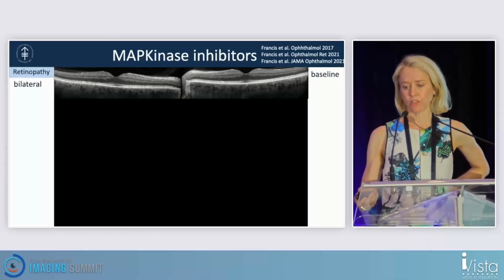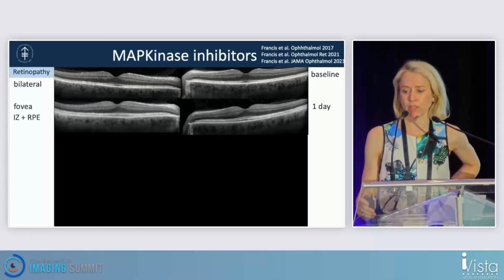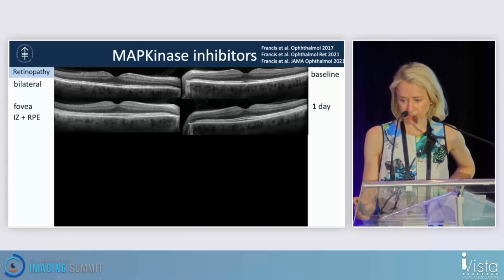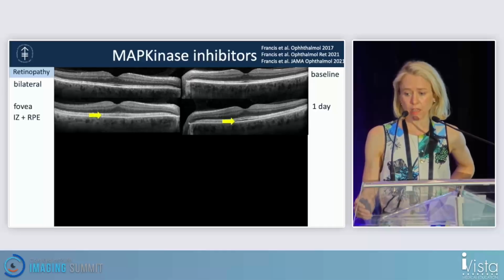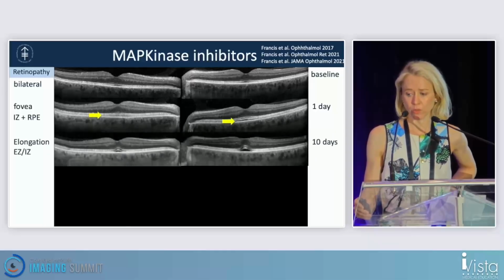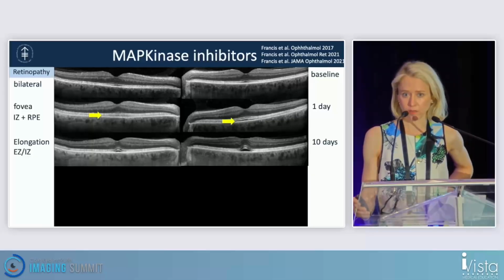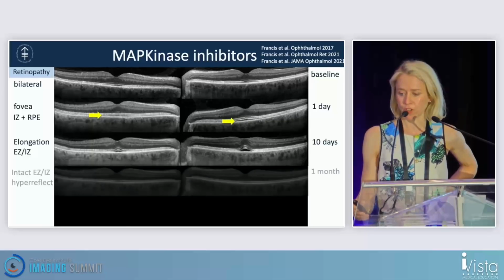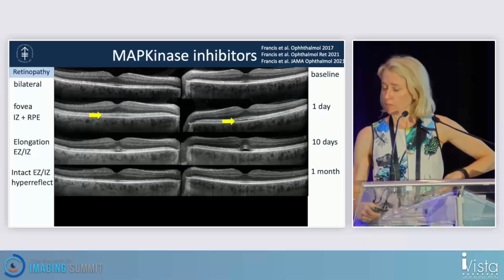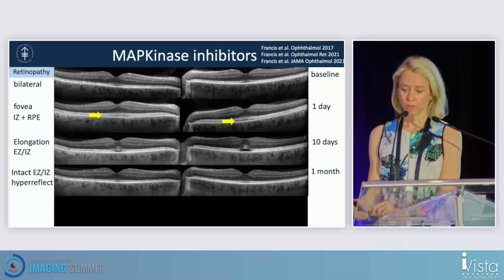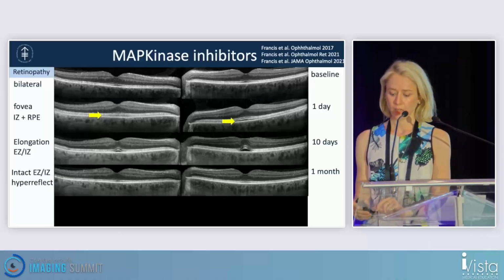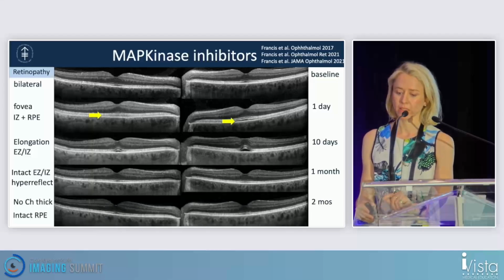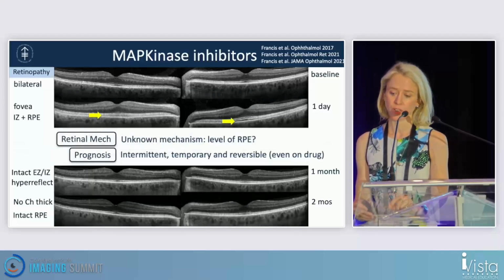This is what happens over time. It's a bilateral process. That's at baseline. You can see that there's now some splitting here of the EZ, IZ, and RPE. And then with more time, at 10 days, you've got elongation of the EZ, IZ, and that fluid beneath the photoreceptors. You keep the patient on drug, and with time, this will go back to normal. There's an intact IZ-EZ. The RPE also remains intact. There's no thickening of the choroid.